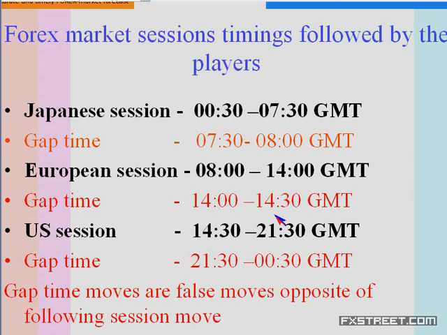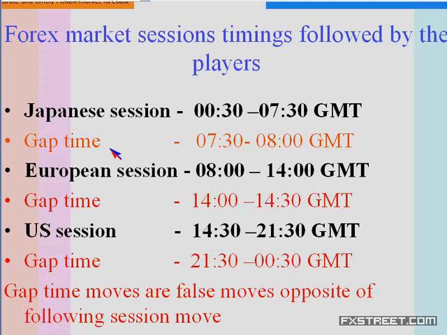Then 14 to 14:30 is the gap time before the start of the US session. US session starts by 14:30 GMT and gets over by 21:30 GMT. 21:30 to 00:30 GMT is the gap time before the start of the next Japanese session the next day.